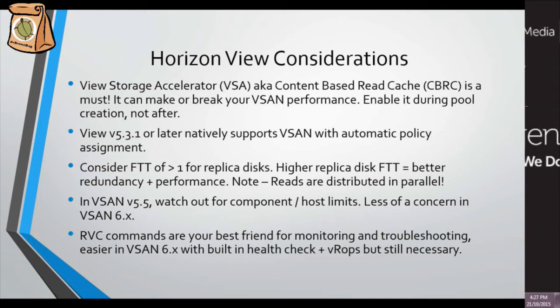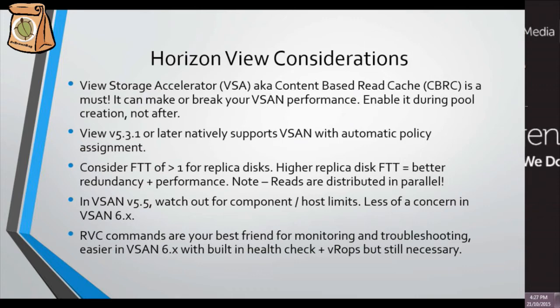Another tip is in vSAN 5.5 to watch out for component limits. You can easily exceed it, especially with linked clones in larger environments. So just watch out for that. In vSAN 6.0 and above, it's less of a concern because the component limits are a lot higher. So one key note to watch out for.